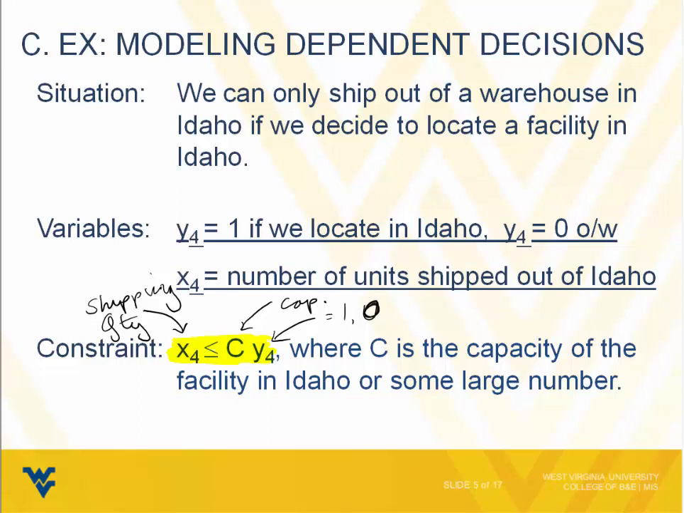So here we are dependent upon whether the warehouse is open or not. If it's open, we can ship. If not, we can't. Right? So that's how we model that decision. Okay?